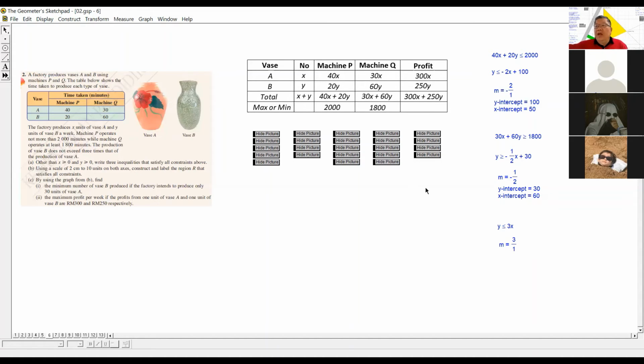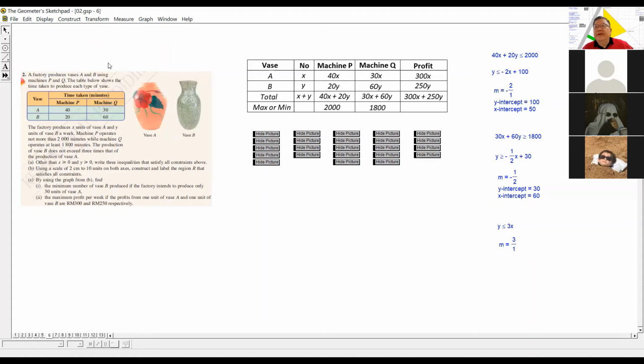Hey, teacher. No question. You know how to draw the table. Very good. After drawing the table, you can create the inequalities. From the constraint, you can create the inequalities.